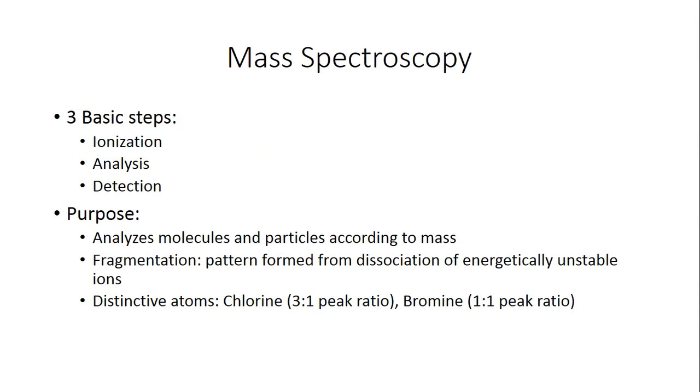So the purpose of mass spectroscopy is to analyze molecules and patterns according to mass. It does this using fragmentation, which is the pattern formed from the dissociation of energetically unstable ions. And there are a few distinctive atoms that you can look for whenever you're analyzing a spectra. Chlorine, which occurs in a 3:1 peak ratio, and bromine, which occurs in a 1:1 peak ratio.